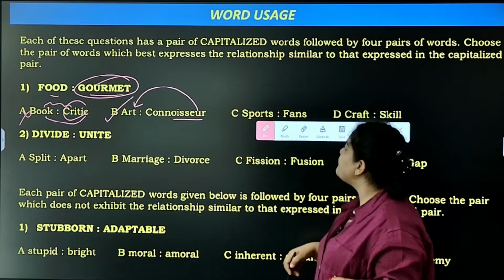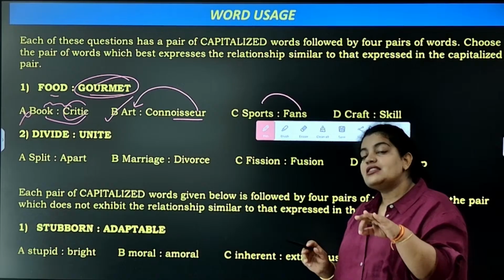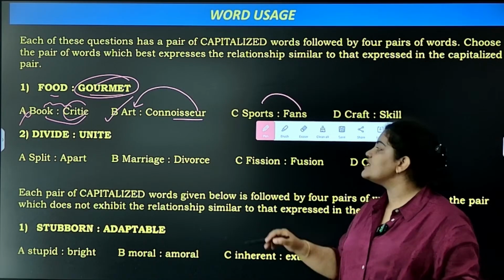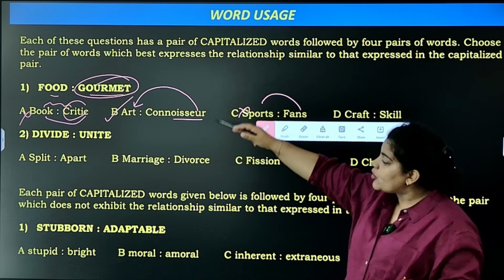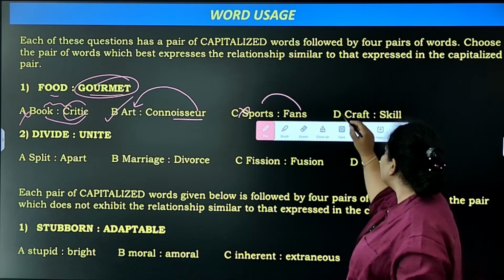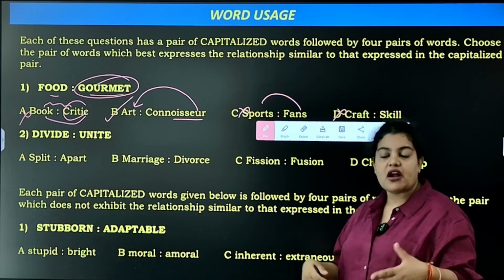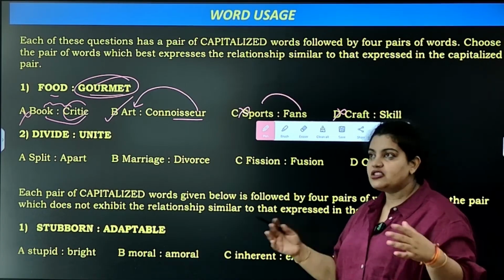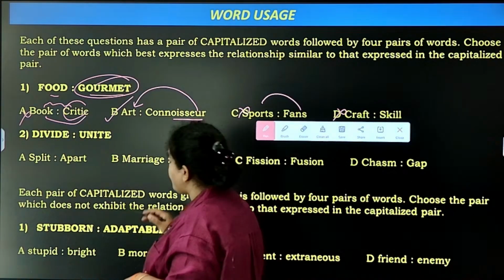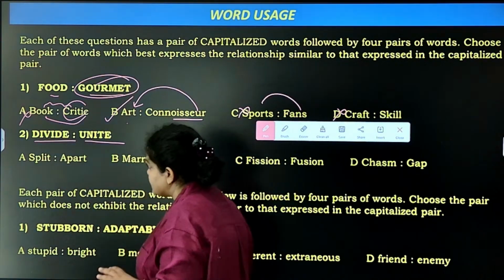Okay, sports and fans. Now fans are passionate about a sport. Okay, but do they carry the same level of expertise as the persons who are playing the sports or the coaches? We doubt that. Whereas our question statement is basically more about an expert, right? It cannot be craft and a skill. Okay, craft learning or doing a craft is one sort of skill. But food is not one type of gourmet. So that's the case. Now the correct answer here was B, right? Now second, divide and unite, right?